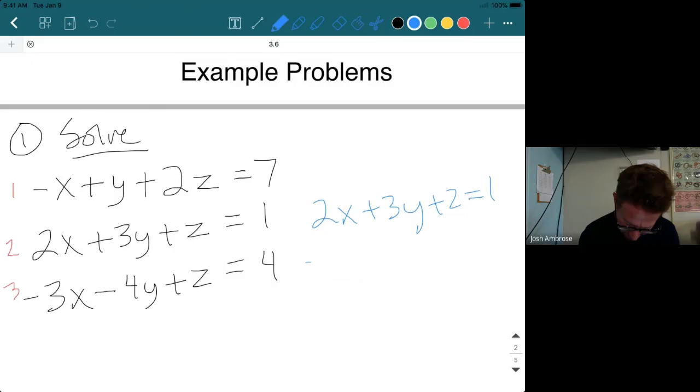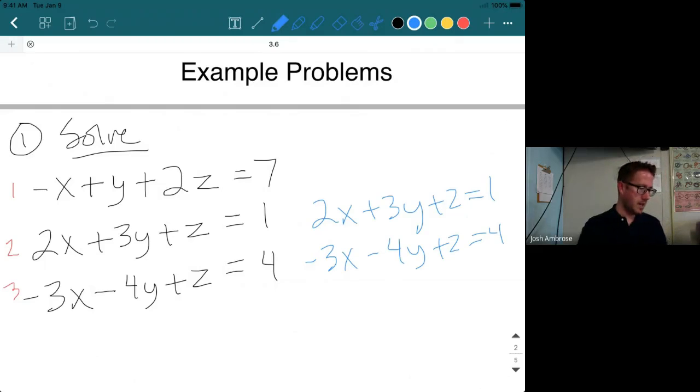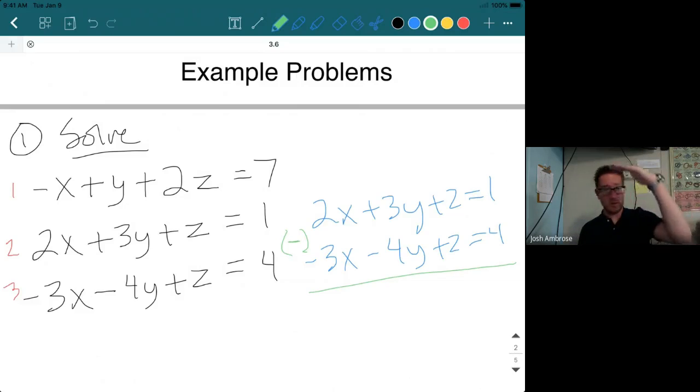And we have a negative 3x minus 4y plus z equals 4. Okay. Now, how am I going to eliminate the z's? Well, they're both the same sign. They are both positives. So that means I will be using subtraction to eliminate z. All right, so now we go variable by variable all the way down the line.